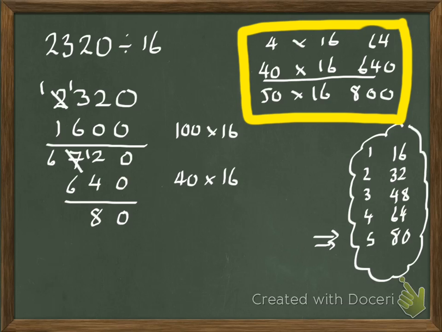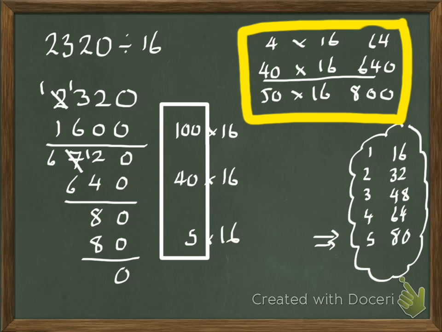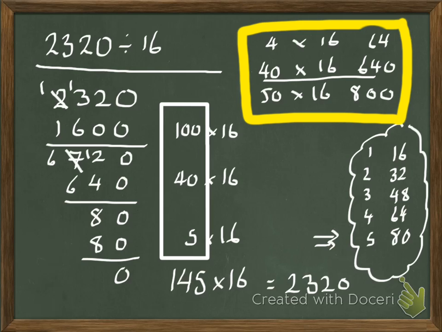And hey, look, we just looked at it. 5 times 16, that is 80. So this is the 80. 5 times 16. And I'm left with no remainder. That's brilliant. So all I do now is add those 3 numbers together, and I will end up with 145 times 16 equals 2,320, and that is the answer, that 2,320 divided by 16 equals 145.